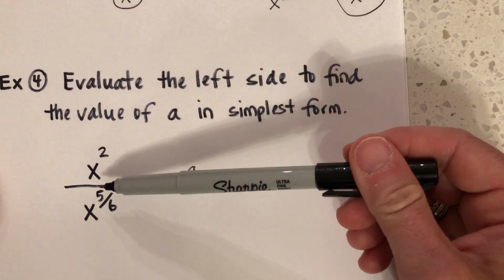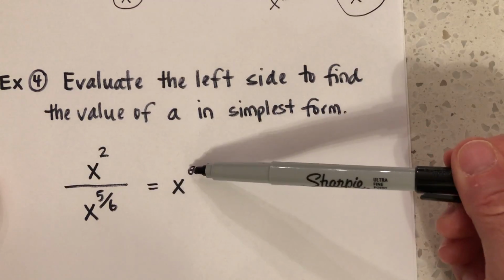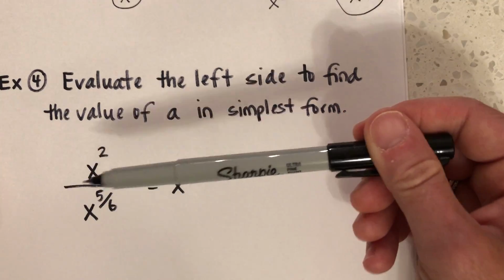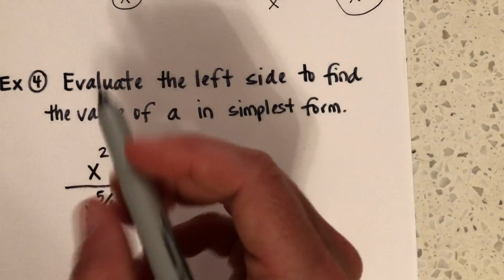What is x squared divided by x to the 5/6, and that has to equal x to the a. So we have to simplify this to find out what the final exponent is in the end, and that is what a is going to equal. All right, so here we go.